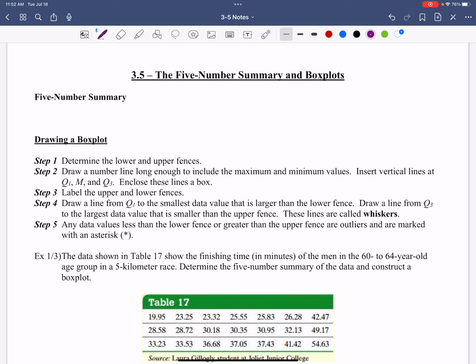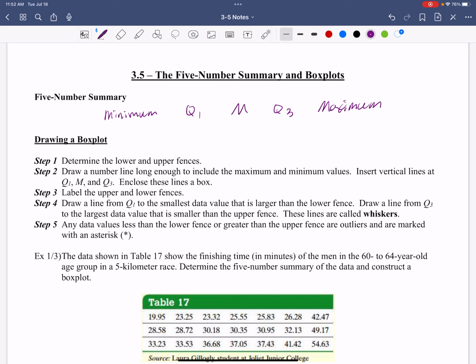All right, ladies and gentlemen, let's put into play what we did in 3.4. We're going to look at a 5-number summary, and then we're going to put that into a graph called a box plot. So when we look at this, we have a minimum, quartile 1, median, quartile 3, and then maximum.